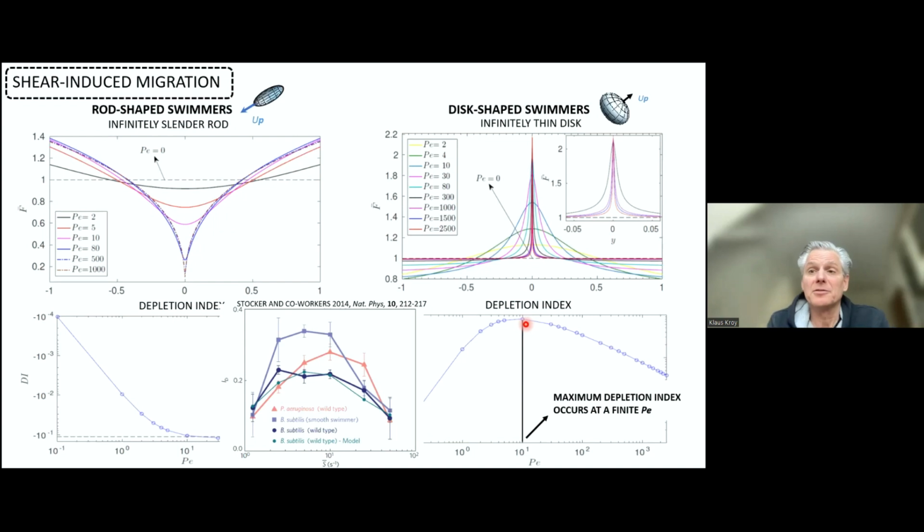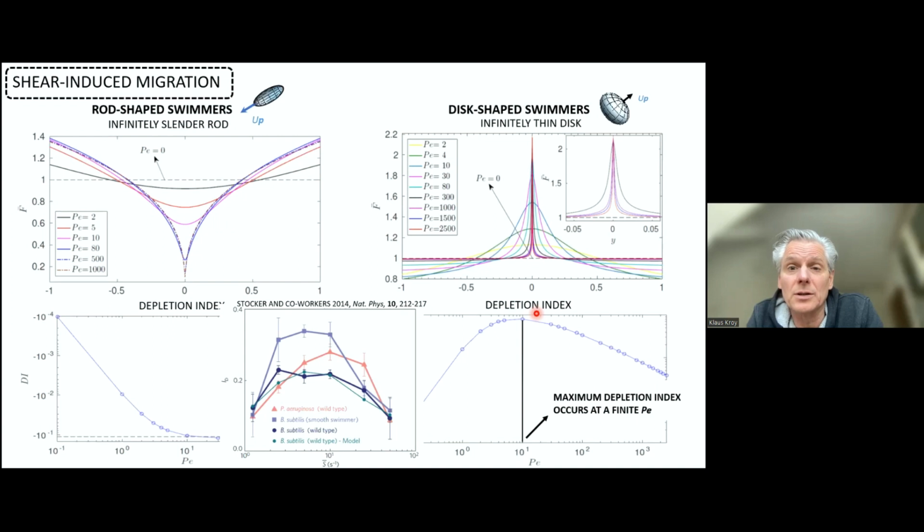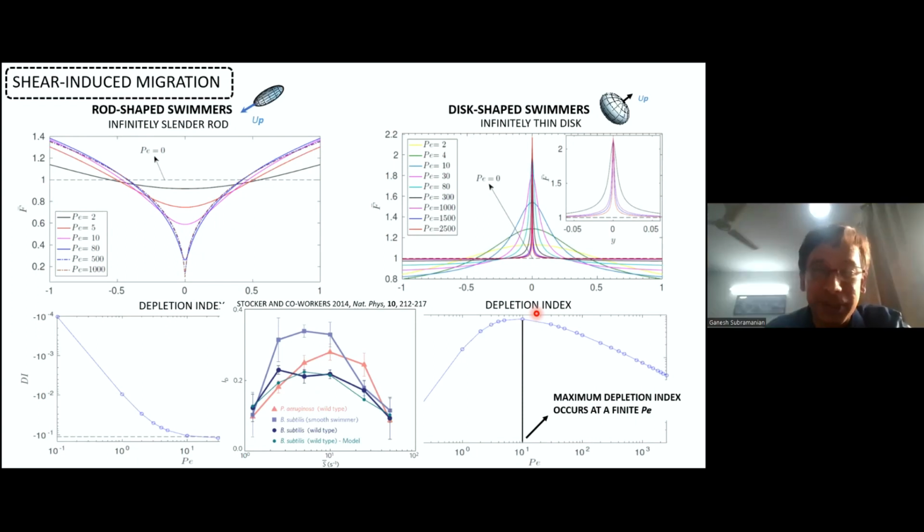Yeah, I have a naive question, but maybe many others know the answer and I don't. Is there some limit here where we can just do a simple mapping to normal Taylor dispersion by using an effective diffusion coefficient or something, or is there nothing? That's precisely what I'm coming to. That's what the second part of the talk deals with.